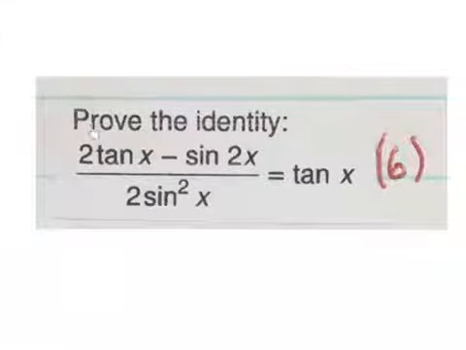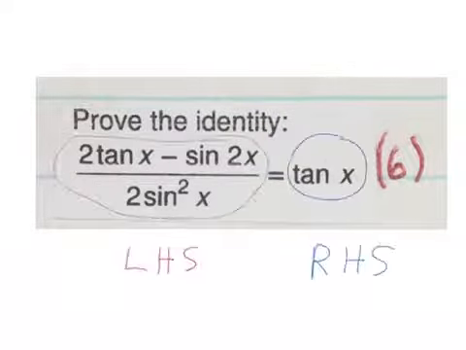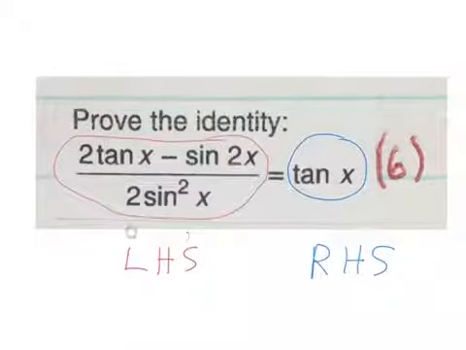The question reads, prove the identity. There's an equation, and there are 2 parts to this equation. In these questions, there is a left-hand side and a right-hand side. You are allowed to start either with the left-hand side or the right-hand side, but the plan is to make the 2 look the same at some stage.